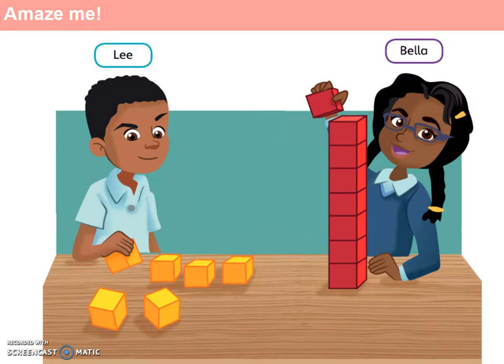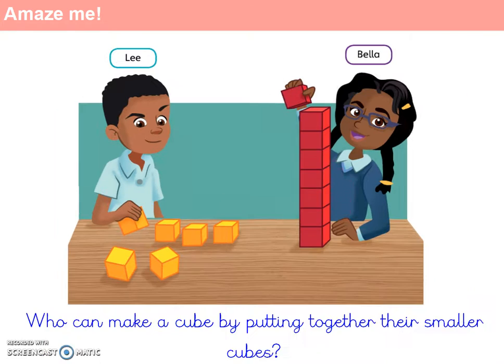In our textbook we begin with our image of Lee and Bella creating different things out of the cubes they have. And for question 1A we're asked who can make a cube by putting together their smaller cubes. So now that Lee's got the orange cubes and Bella's got the red cubes, which of them could make a cube? So think about how many cubes each child has and think about how we can link that knowledge and thinking about the properties of a cube to be able to work that out.